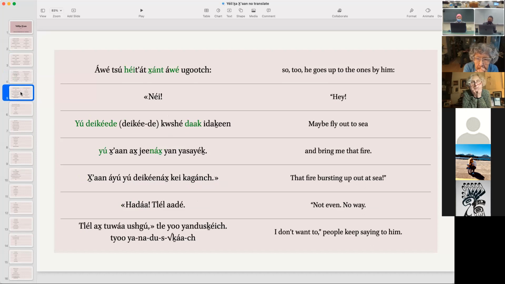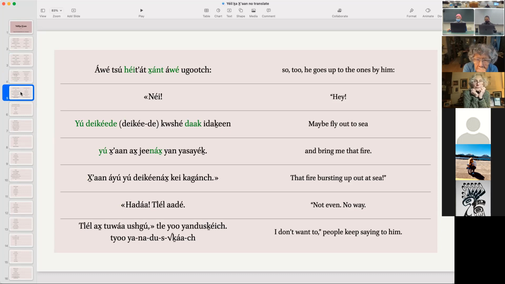Come ashore. So too, he goes up to the ones by him. Hey, maybe fly out to sea and bring me that fire. That fire bursting up out at sea. Hada, kesh ade. Not even, no way. Keshach tuwa oshkut kleyu yan diskage. I don't want to, people keep telling him.